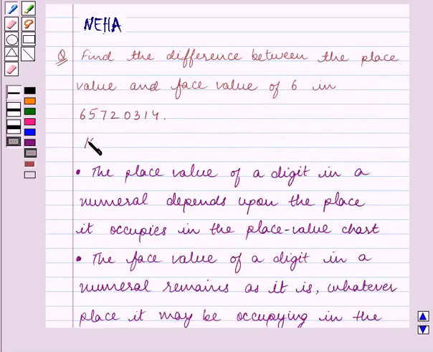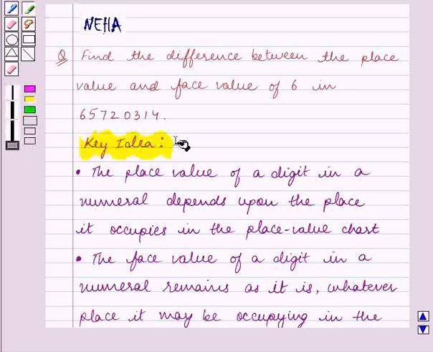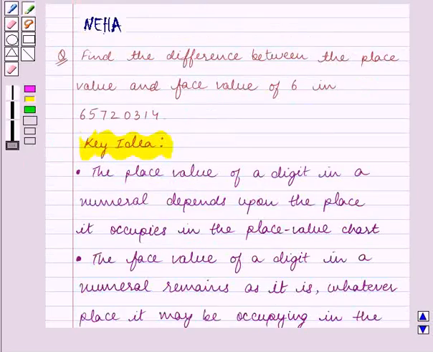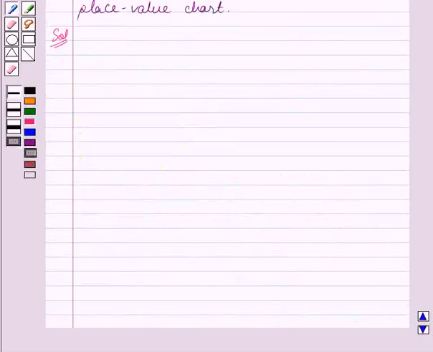So this is the key idea for this question, and using this key idea we will solve the question. Let's start the solution now. We are given this number. So the given number is 6572031414.